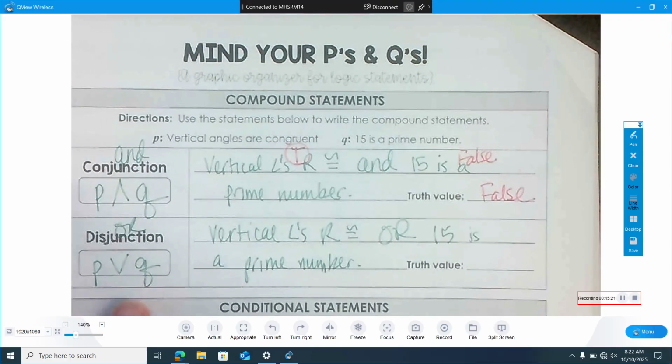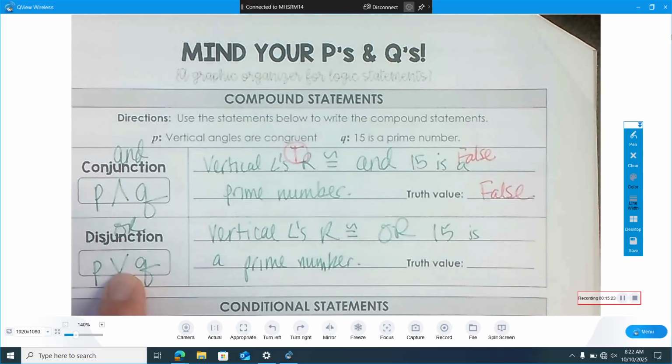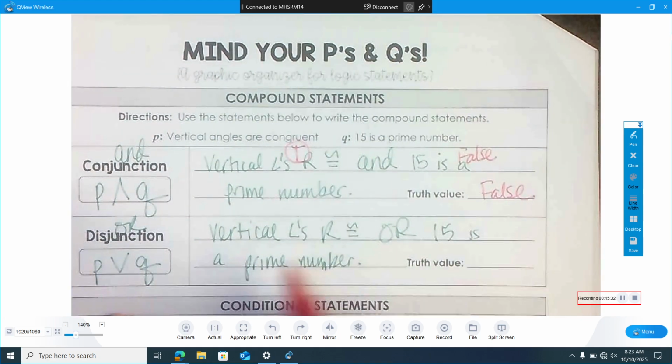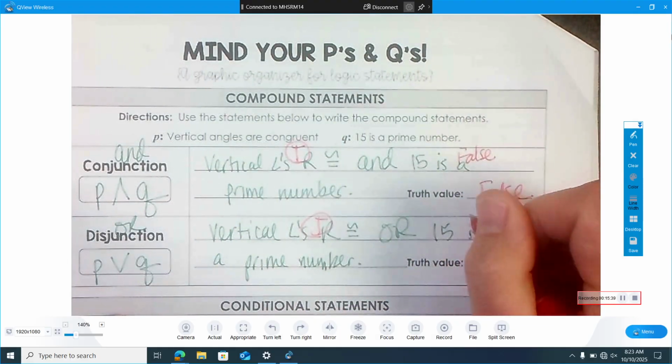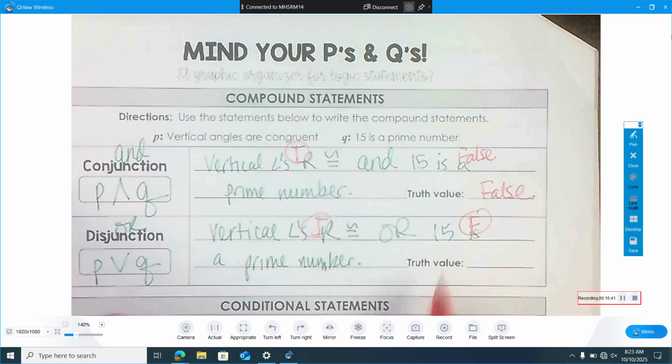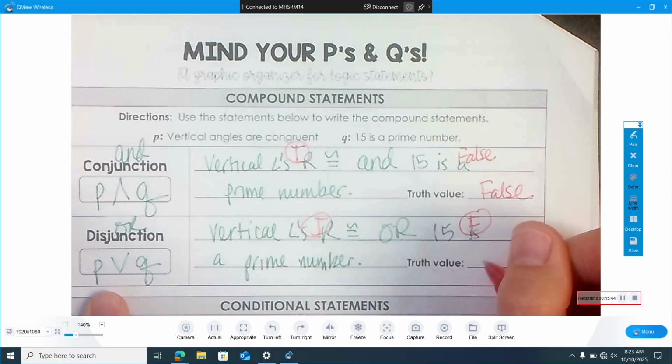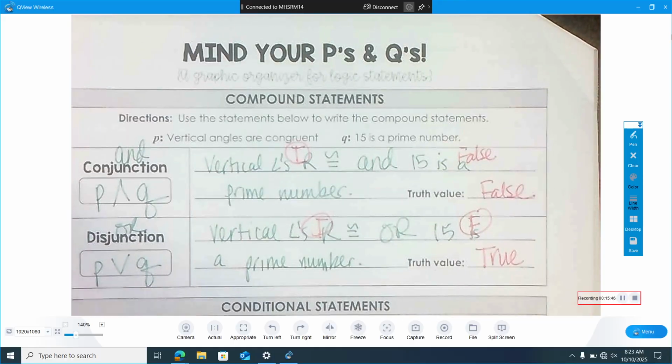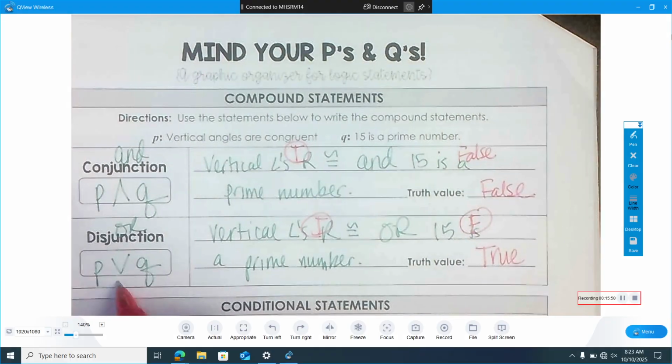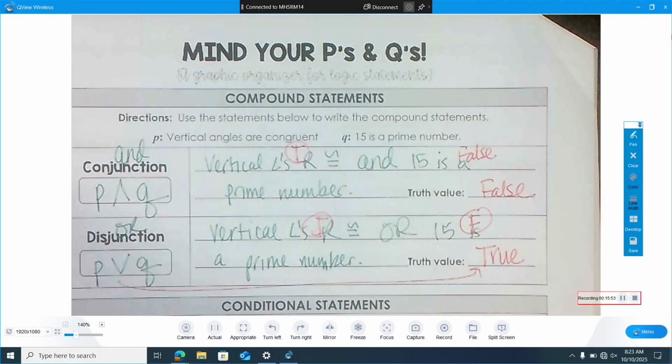Okay, so for a disjunction, how do we know if it's true or false? If one of them, only one needs to be true. So vertical angles are congruent, true or false? True all the time. 15 is a prime? False. All right. But our truth value for the disjunction is true, because at least one thing is true. Okay. So the disjunction is true.